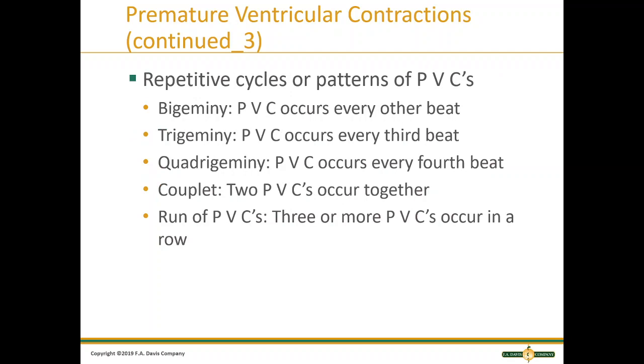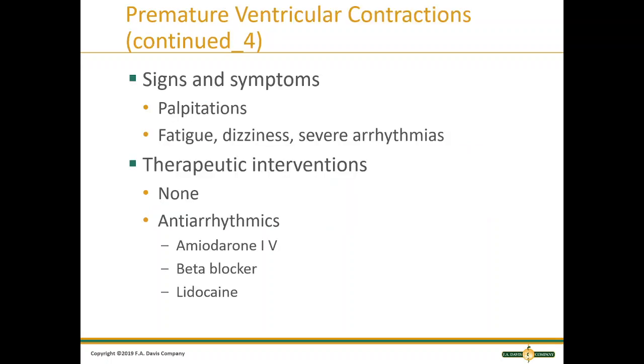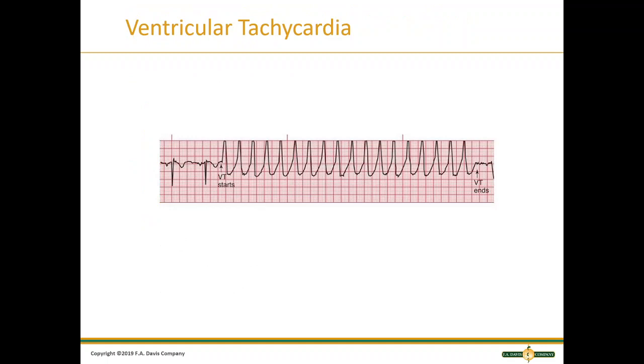We have repetitive patterns of the cycle here, and you will get into bigeminy for every other, every third, quad, every fourth beat. So it just indicates what type of rhythm they're in. Bigeminal PVCs. So this is bi. They will feel any of these arrhythmias. They're going to be feeling palpitations, dizziness, fatigue. Those are kind of generalized.